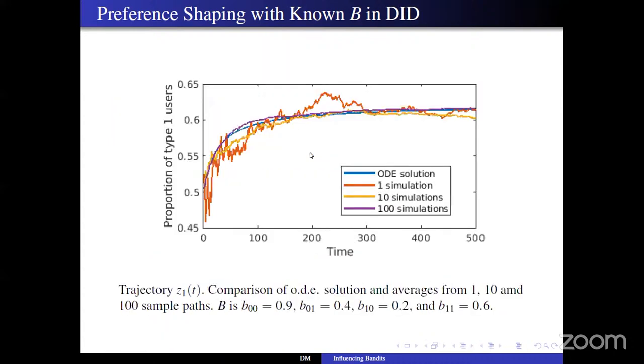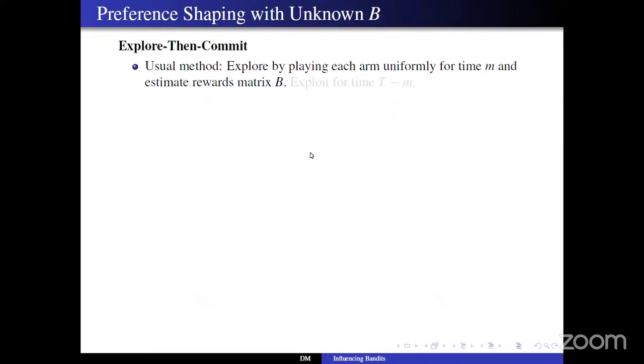Okay. So this is just some numerical examples. We have the ODE here in blue. If you have one simulation, you can see that there's some amount of noise around that, but the moment you start averaging over 10 or 100 simulations, it's fractional. Okay. So now let's assume that B is not known.